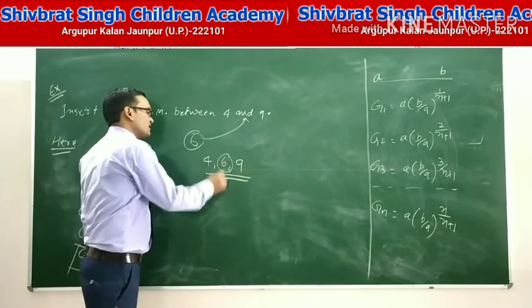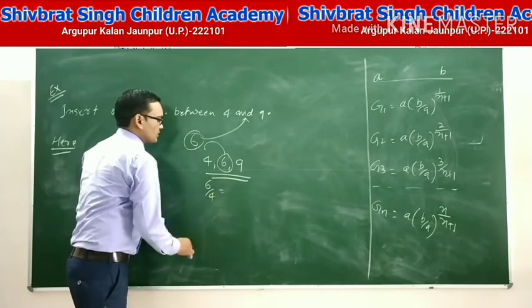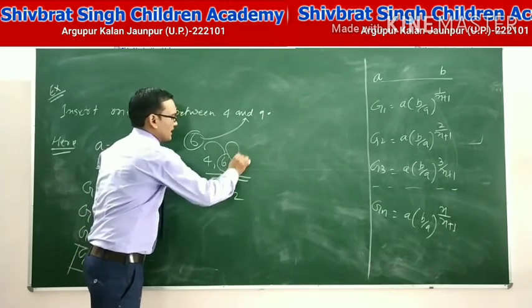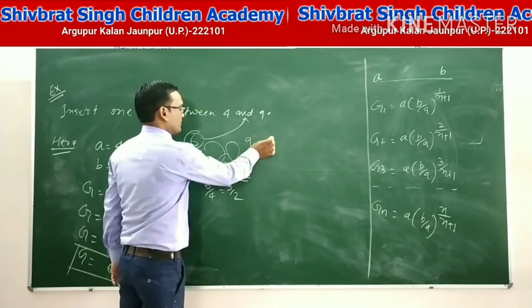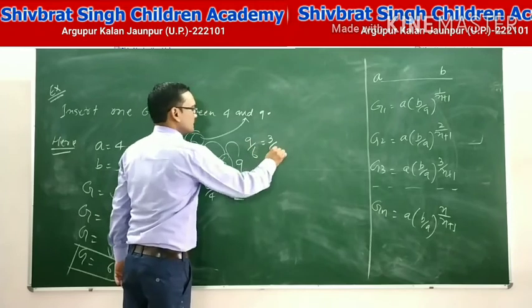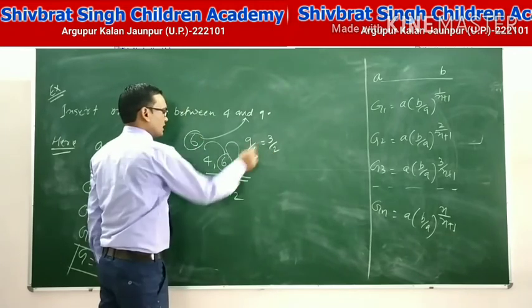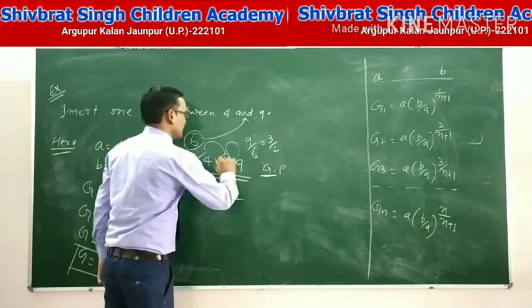Check whether this is a GP or not. Here the common ratio 6 by 4 equal to 3 by 2, and here the common ratio 9 by 6 is equal to 3 by 2. Common ratios are equal, hence this is a GP, and our answer is right.